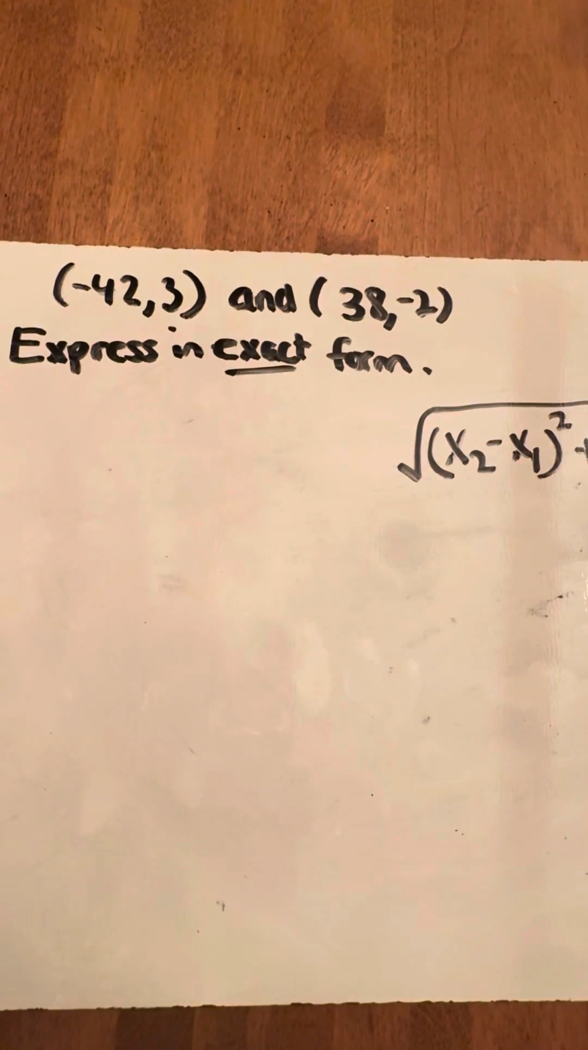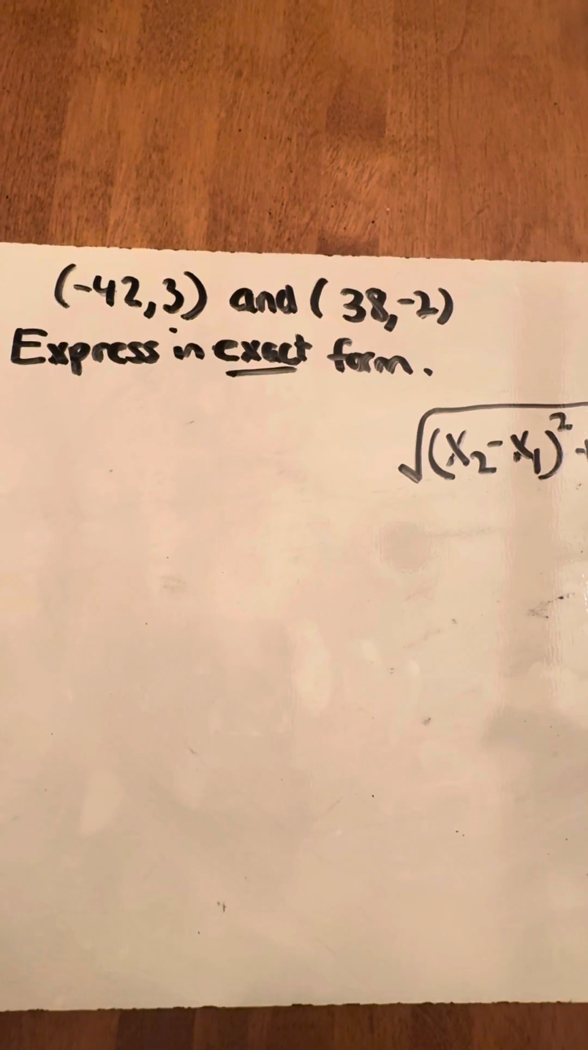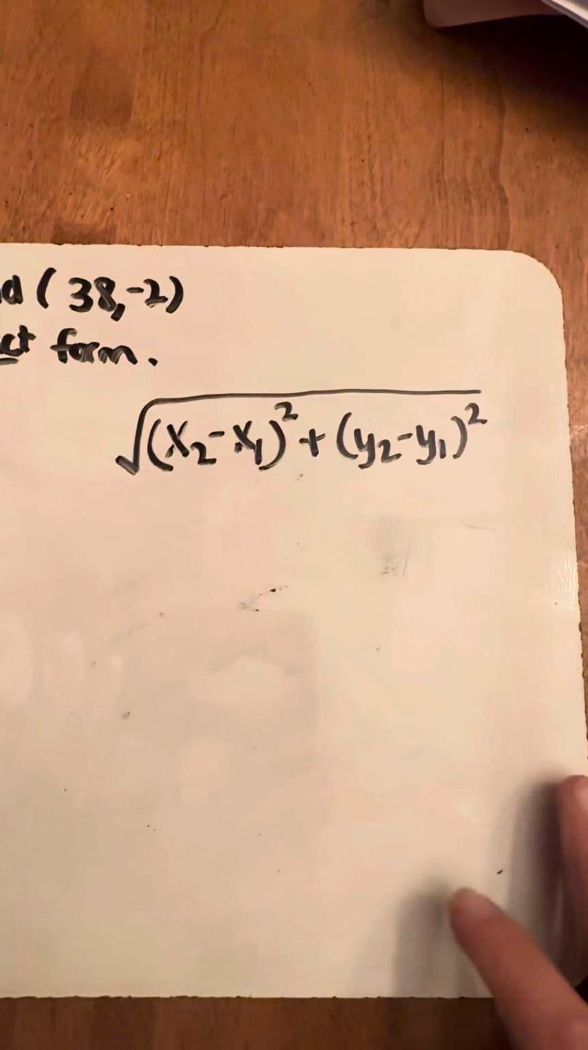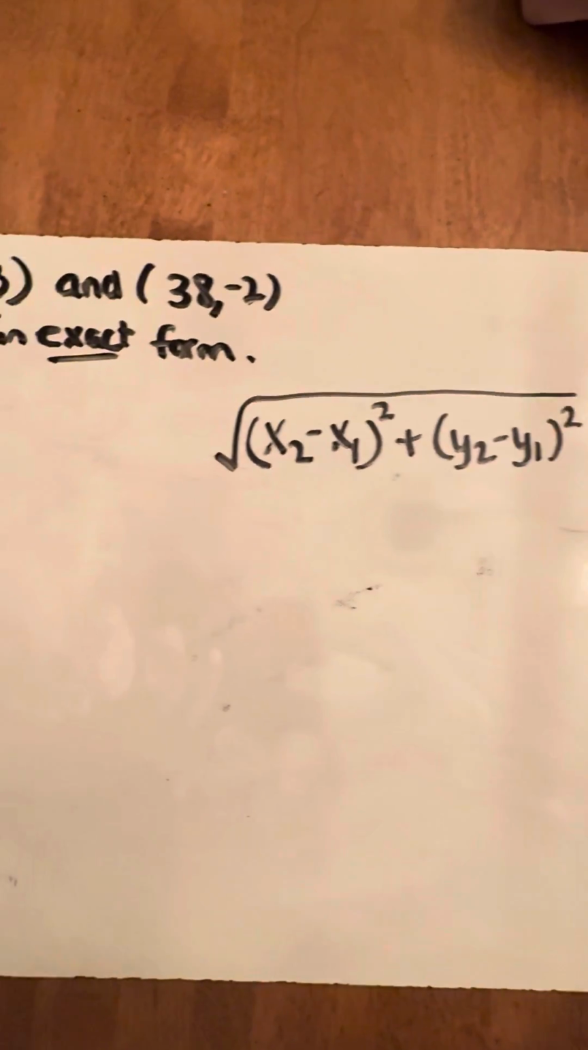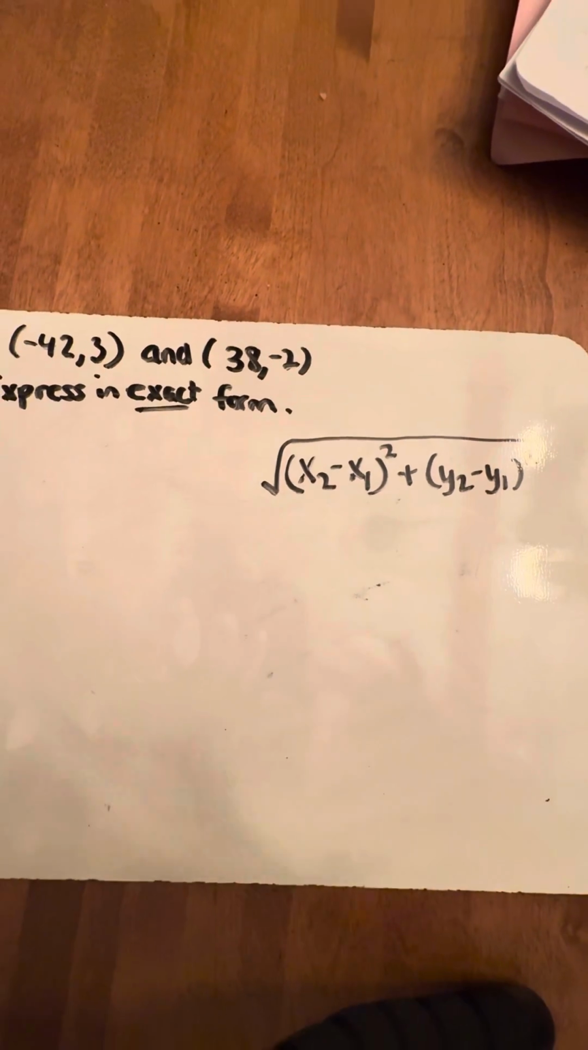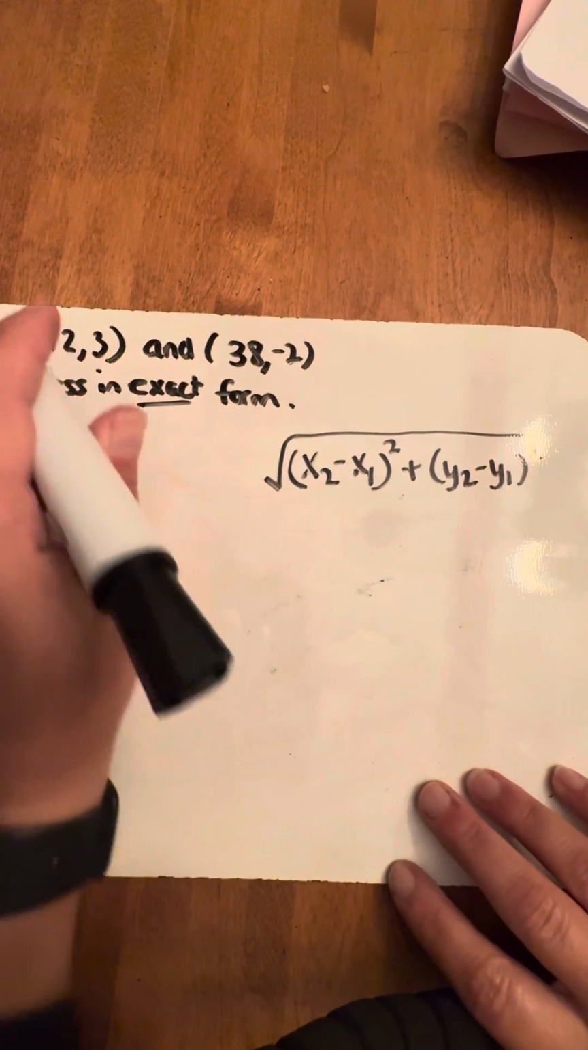That means in simplified form, not using a radical on a calculator, not finding the square root and getting a decimal. We're doing this in simplified radical form. So over here, as you can see, there is the distance formula right here. So really what I'm going to do is simply plug in the numbers that I have been given, and I'm going to label them the way that I want to label them.